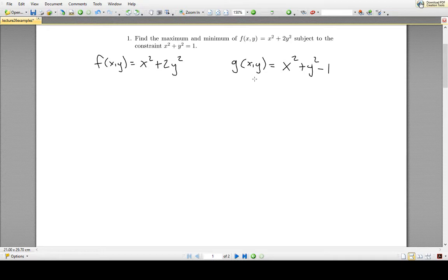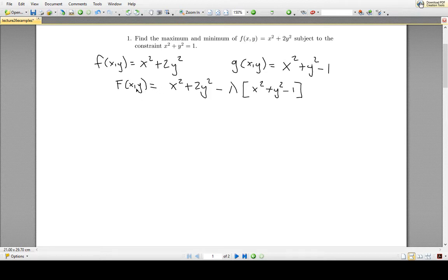Okay, so I have my two functions here, and I'm going to build my new function, which I'm going to call capital F of x and y. The way I'm going to build it is I'm going to take my little f of x, the thing that I'm trying to maximize or minimize, x squared plus 2y squared, and then subtract off some variable lambda times this new g thing that I created, which is x squared plus y squared minus 1. So this is going to be kind of like my master function here.